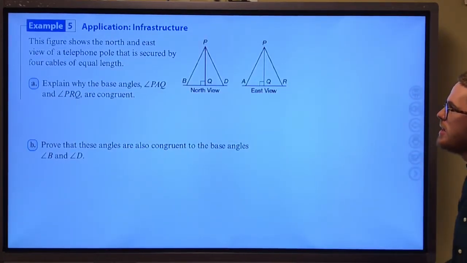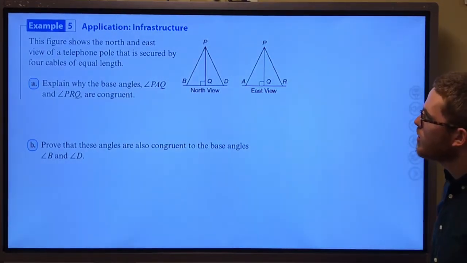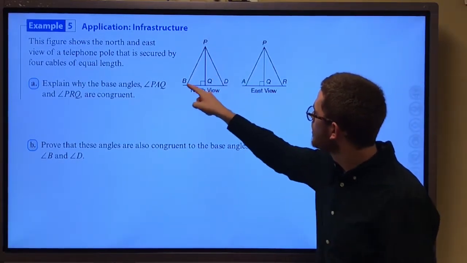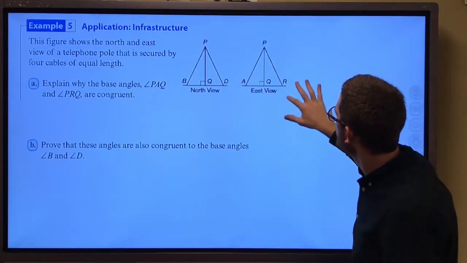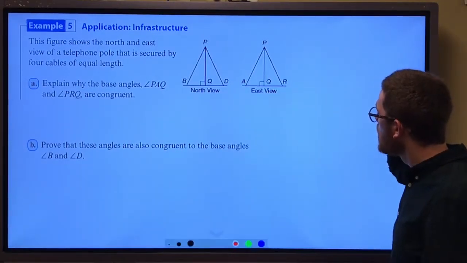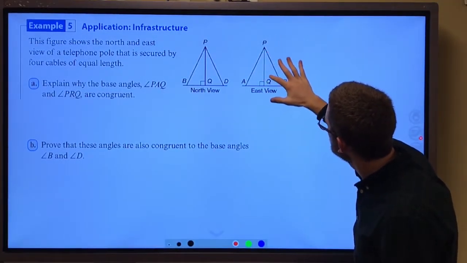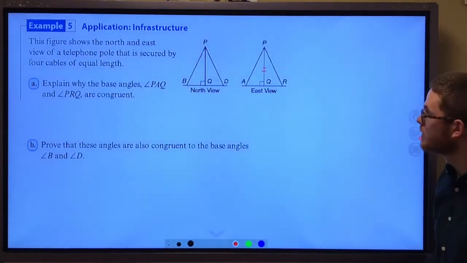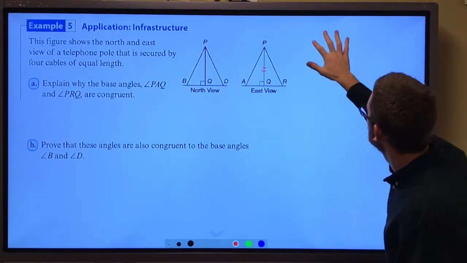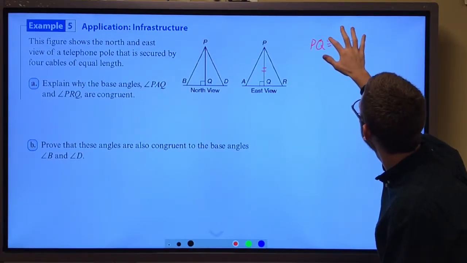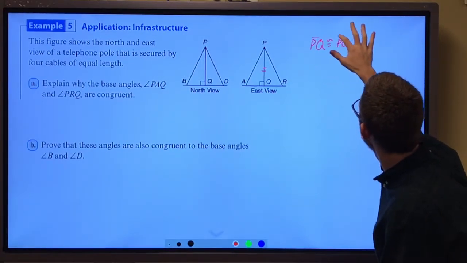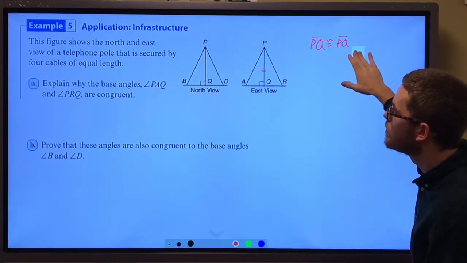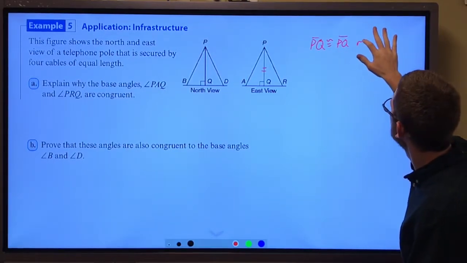So let's think about these situations here. It says, explain why the base angles PAQ and PRQ are congruent. We're looking at this triangle. Well, notice we have this segment right down the middle. That is congruent right there. That is by the reflexive property. PQ is congruent to itself. Reflexive property.